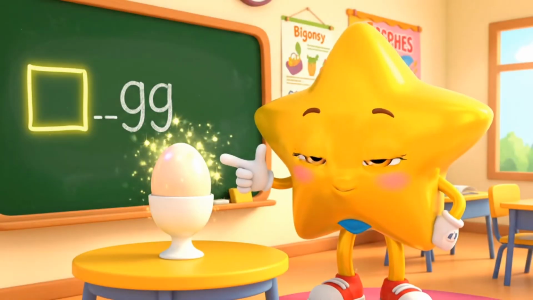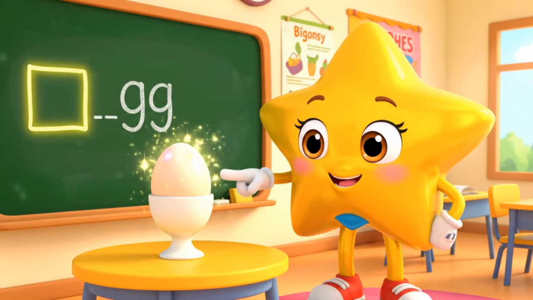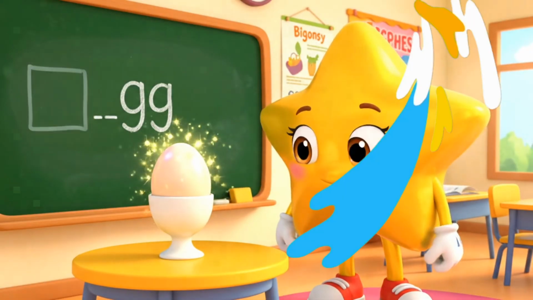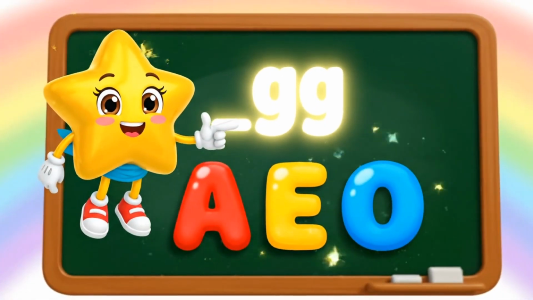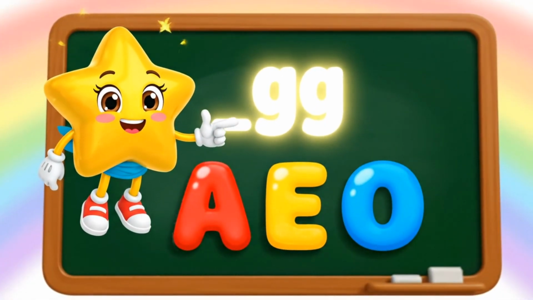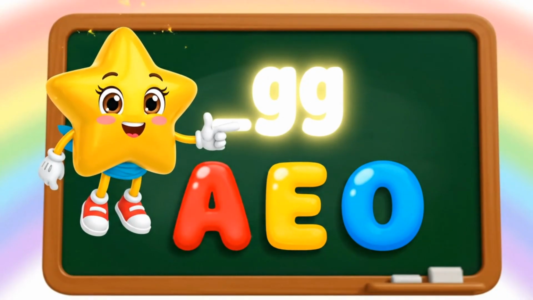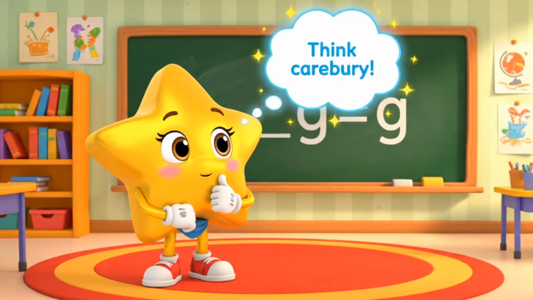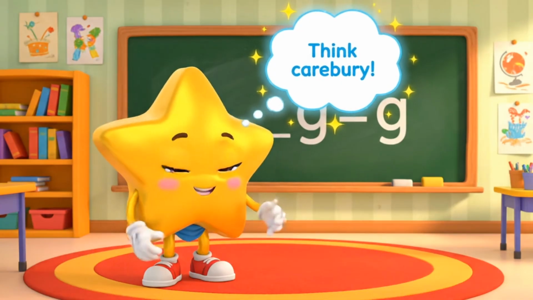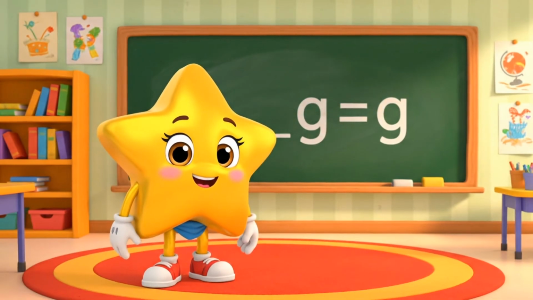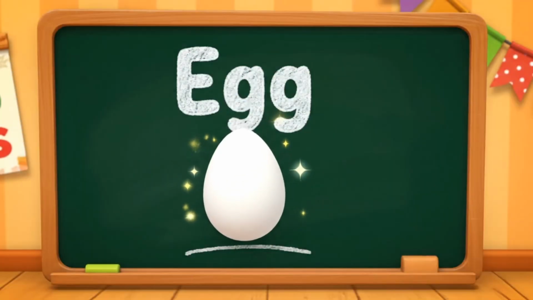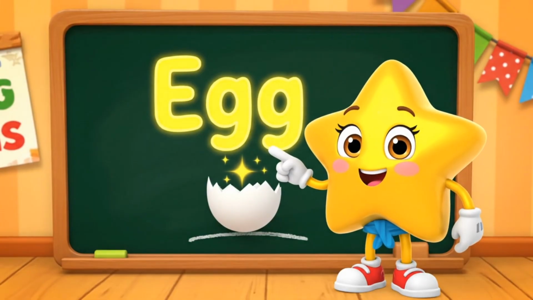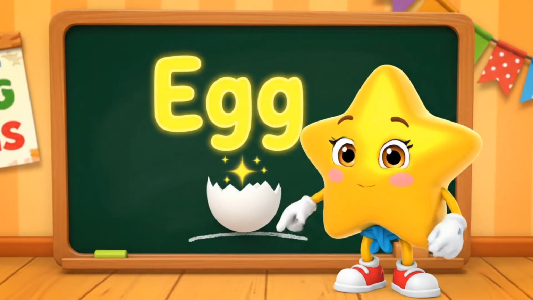Look, kids! This egg is missing its first letter. Can you guess? Which letter makes the word egg? A, E, or O? Which letter goes here? Think carefully. Yes! You got it! E is for egg.